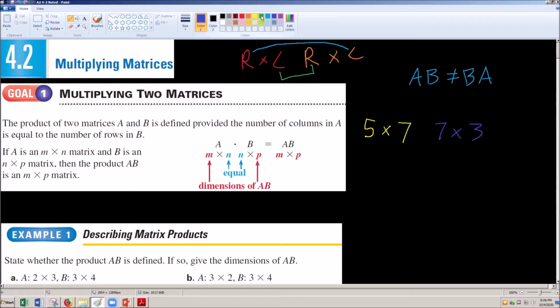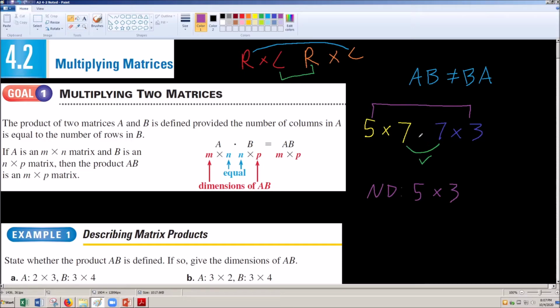When I look at this, I ask: are the two inside numbers the same? I have 7 and 7. Yes. Since they are, I can multiply these two matrices. I write the new dimension as ND, short for new dimension. The new dimension of the matrix is going to be a 5 by 3. Take my rows from here and my columns from here. You'll see how we do matrix multiplication in a minute, but we're first just covering what it's going to look like and whether we can even do it in the first place.